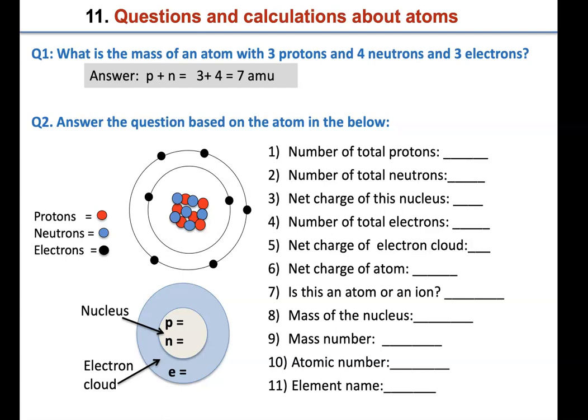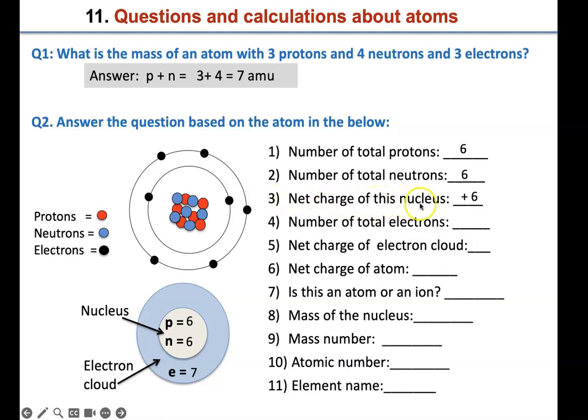Question 2 is based on this figure. I might give you a figure like this, or I might give you a figure like that. And you are supposed to find the number of total protons. So you count the red particles, and it's going to be 6 protons. And the number of total neutrons, you count the blue, it's also 6. And then the number of electrons, you count the black dots, it's 7. So you're going to answer these like that.